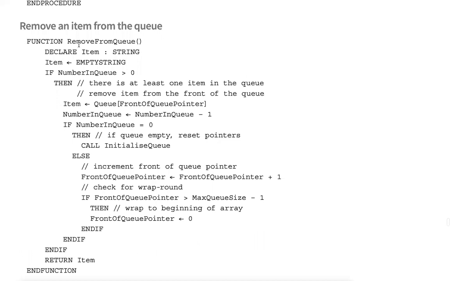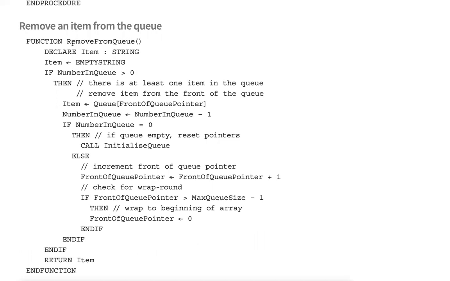Similarly, we will check out how to remove an element from the queue. Again, this is a function. By removing, I mean I will simply access the front of the queue, whatever it is at that moment, and this function will return the value stored at the index position signified by the variable front of queue pointer. I will need a local variable, as we did for popping an element in a stack. I'm going to call it item, of type string, and assign it an empty string. If number in queue is greater than 0, that means there are elements in the array.